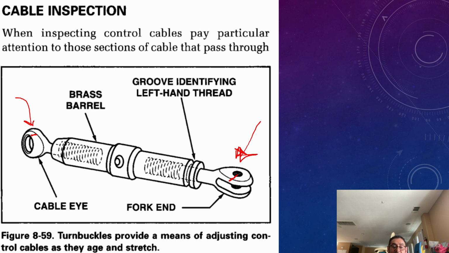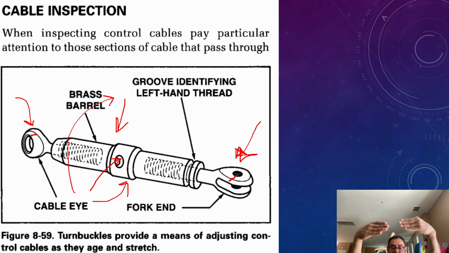Turnbuckles provide a means of adjusting control cables as they age and stretch. So you can turn, you can insert a screw here and then turn one way or the other, depending on which way you want to go, and it'll tighten. It'll bring the cables closer together.